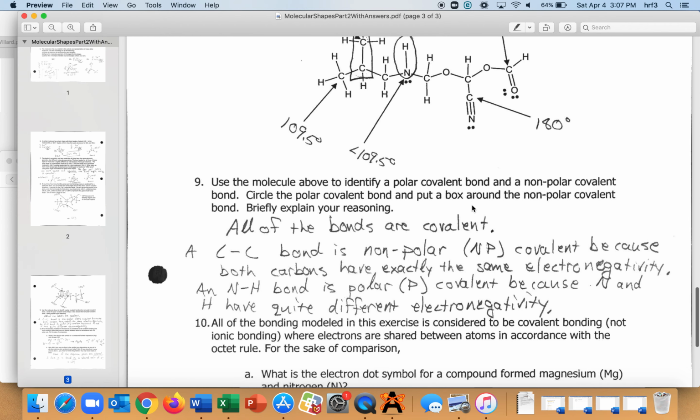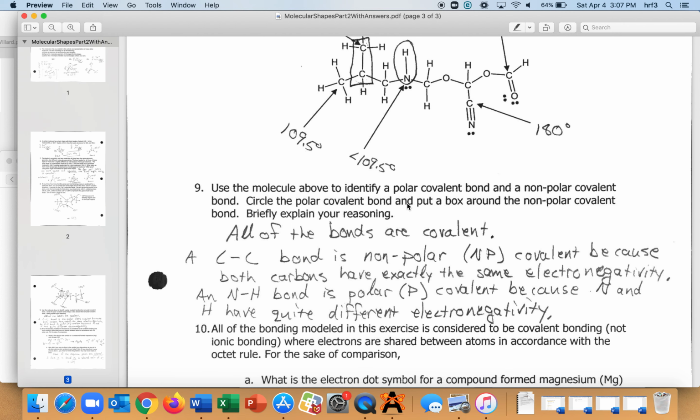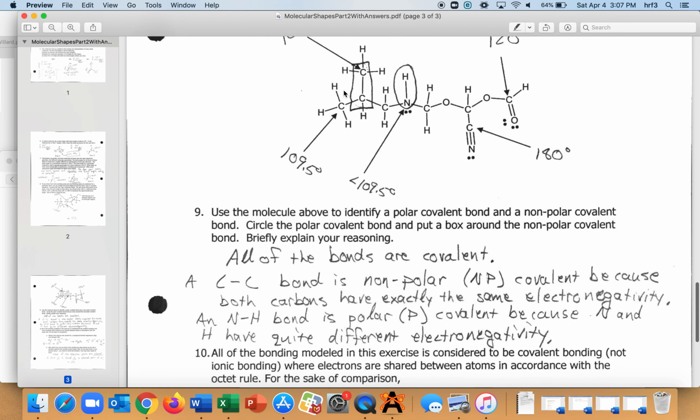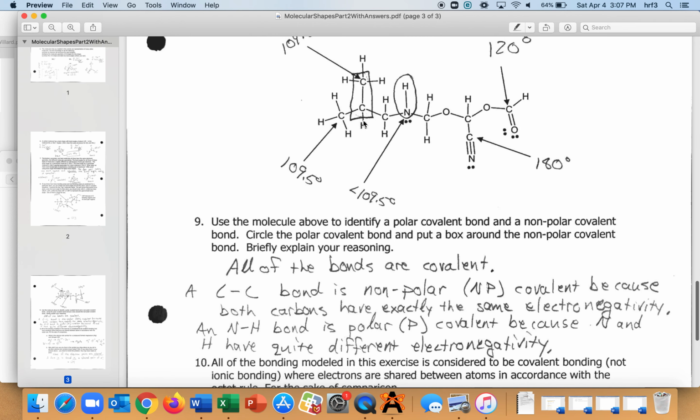Then as far as polar covalent versus non-polar covalent, well, all of the bonds will be covalent. We don't have anything ionic here. The epitome of nonpolar would be something between 2 atoms that are exactly the same, so carbon and carbon obviously would be nonpolar because carbon has the same electronegativity as carbon, because carbon is carbon.